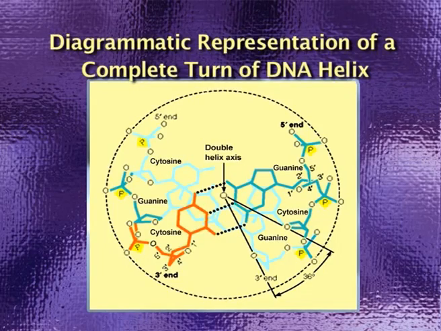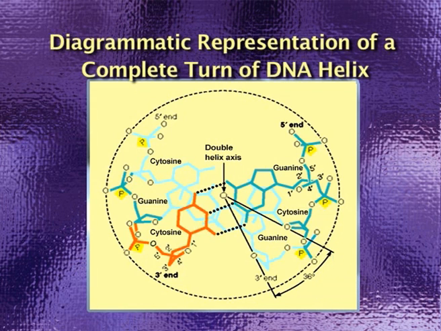Now, a complete 360 degree turn of the helix measures about 3.4 nanometers, which is also known as the pitch of the helix, which represents the length of one complete turn of DNA. In one complete turn of the DNA helix, there are 10.4 base pairs, and each base pair is rotated from the adjoining base pair by an angle of 36 degrees.